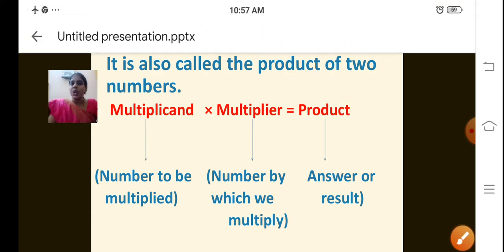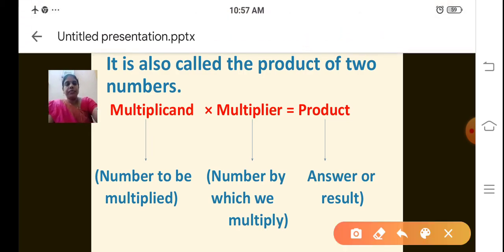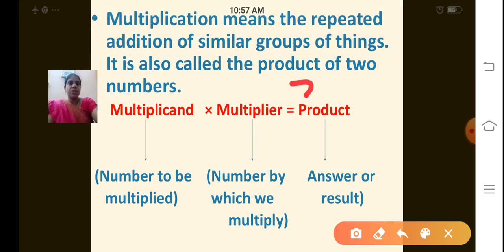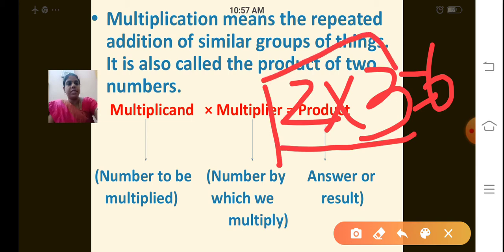Now it is also called the product of two numbers. The answer we get, that is called the product. I'll take an example now. 2 into 3, same. Here the answer we get, 6, that is the product. It is the product of two numbers. So 2 into 3 is equal to 6. 6 is the product, right?